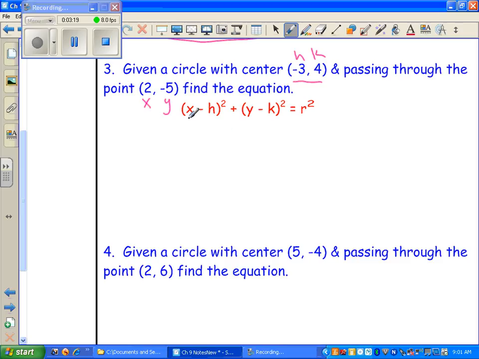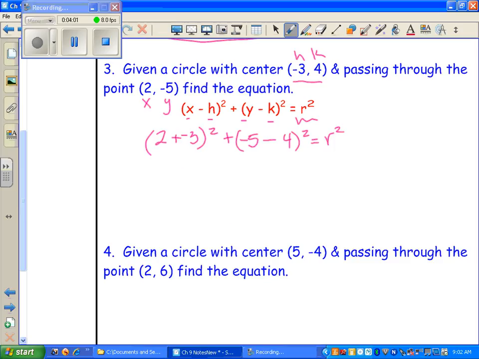But if you look at the equation, I have an x, an h, a y, a k, and a radius. So if I plug in my x and y and my h and k and simplify, I will have the radius squared on the right side, and then I can go back and write my equation. So this is the easy version of how to work this problem, but it's all about this formula. So we have x, which we're replacing with 2, minus h, which is -3, parentheses squared, plus y, which is -5, minus k, which is 4, parentheses squared, equals the radius squared.